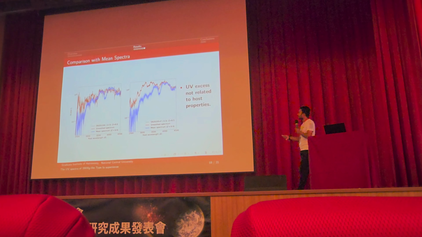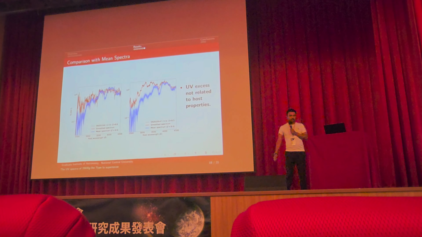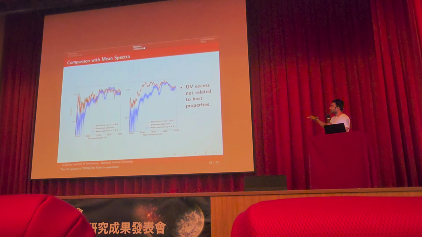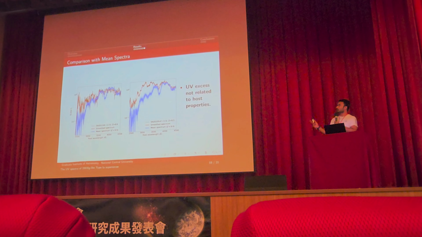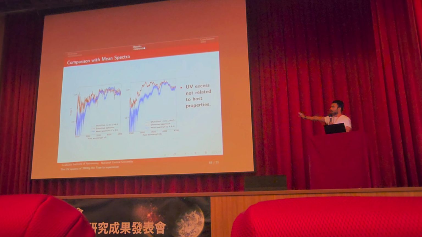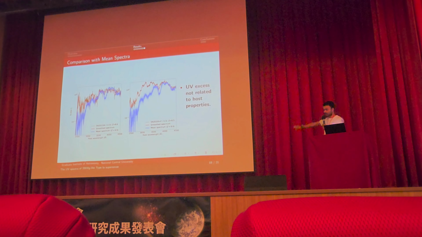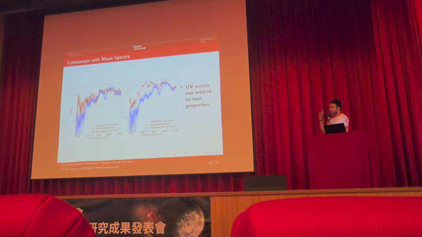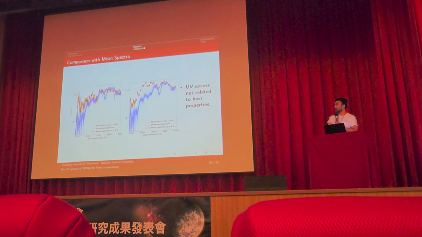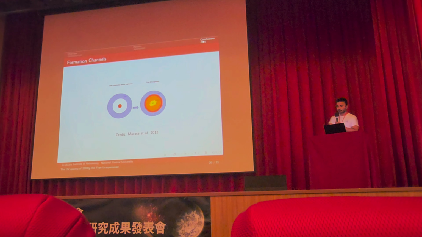So from this we conclude that the UV excess in these objects is not related to host properties. So we cannot extrapolate the argument proposed by Pan et al. to this kind of objects. It might hold for normal Type 1s, but does not hold for these objects. So yeah, that's the conclusion.